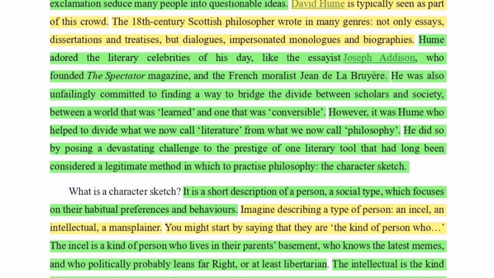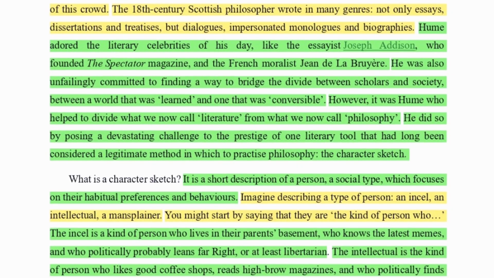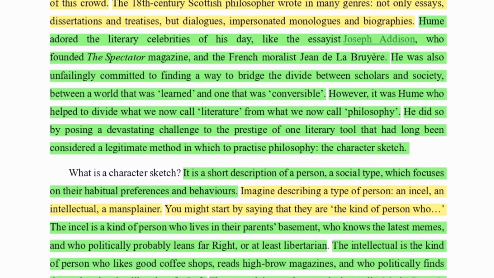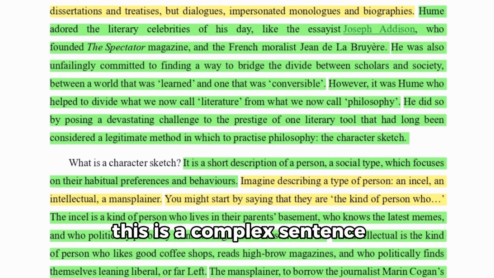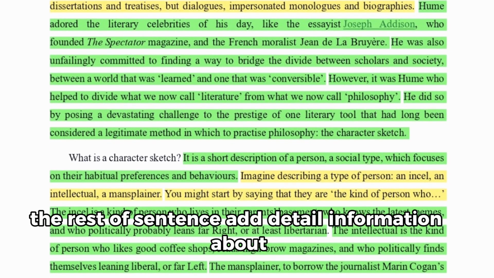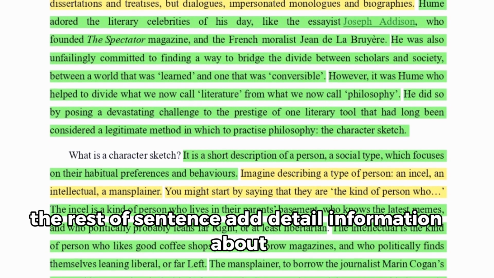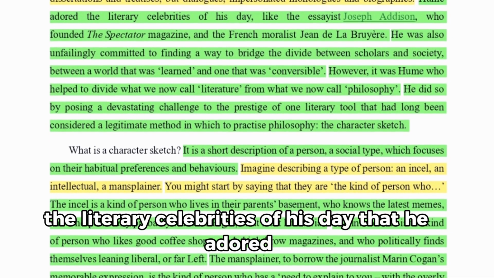Hume adored the literary celebrities of his day, like the essayist Joseph Addison, who founded the Spectator magazine, and the French moralist Jean de la Bruyere. This is a complex sentence because it only has one independent clause, and the rest of the sentence adds detailed information about the literary celebrities of his day that he adored.